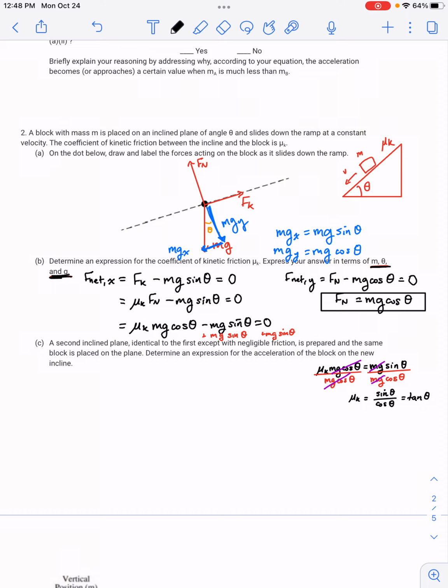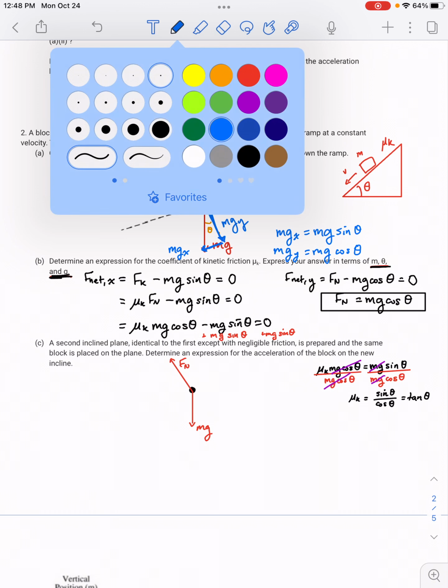In part C, a second inclined plane, identical to the first except with negligible friction, is prepared and the same block is placed on the plane. Determine an expression for the acceleration of the block on the new incline. So all that's changing now is that if we were to draw our free body diagram, the friction's gone. So we'd still have gravity acting this way, and we'd still have a normal force working at an angle like this. And so we'd still have those same components.